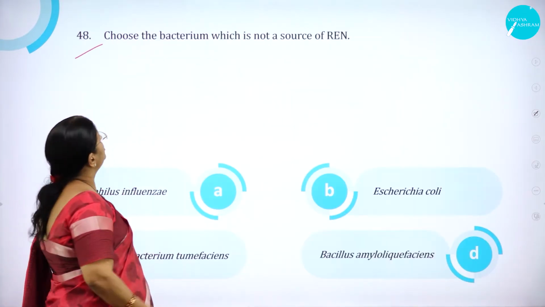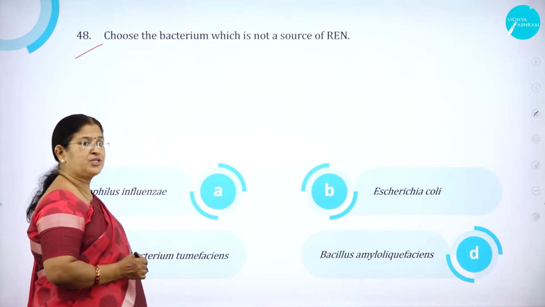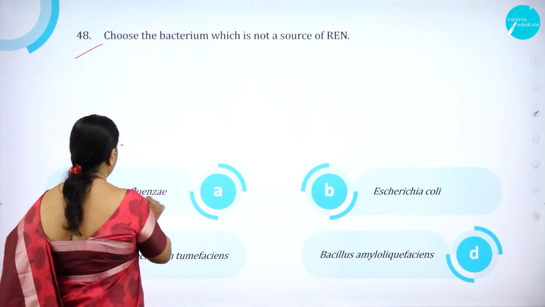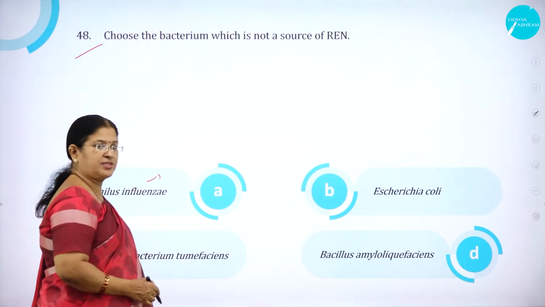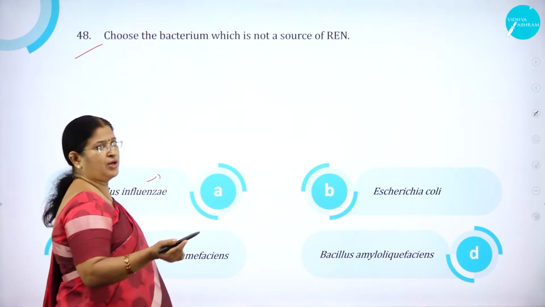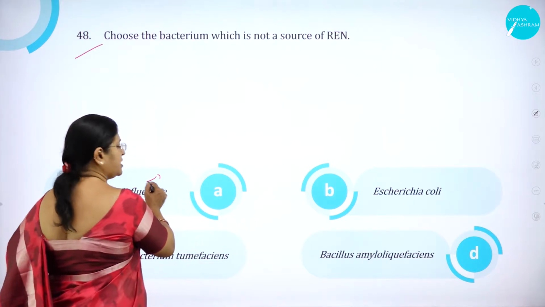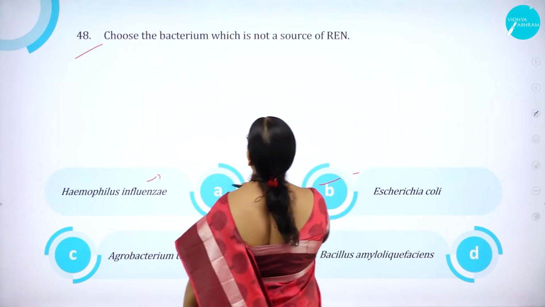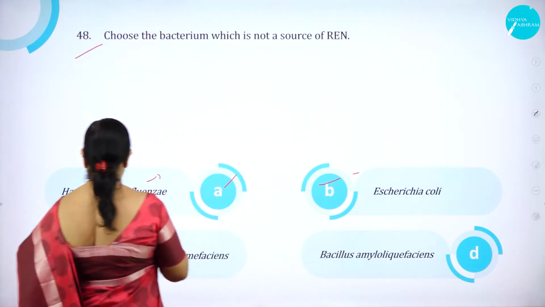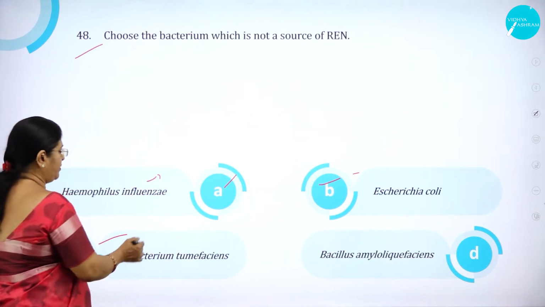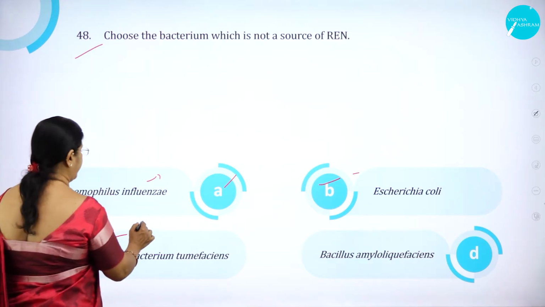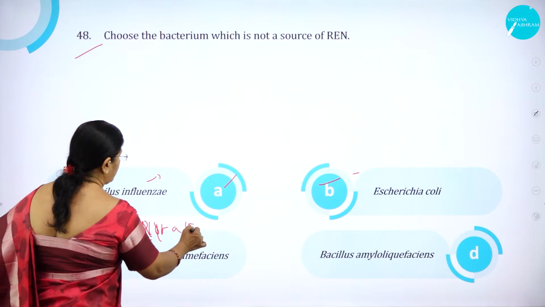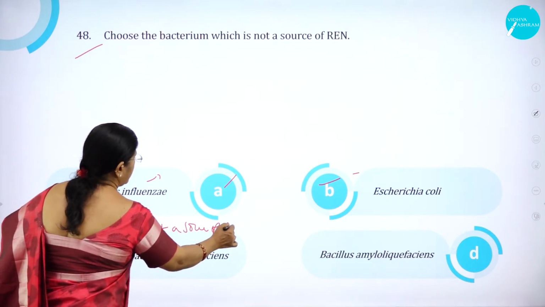48th question. Choose the bacterium which is not a source of REN, restriction endonuclease. Haemophilus influenzae, which causes pneumonia. Escherichia coli, even this has REN. E. coli also has REN. Which is not a source of REN? Agrobacterium tumefaciens is not a source of REN.